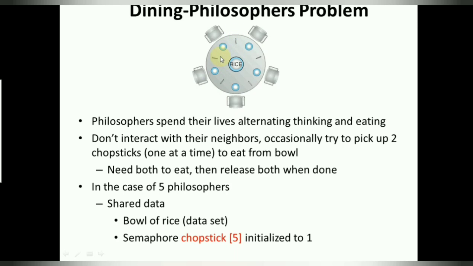now let us see the solution. The philosopher picks the chopstick using the wait semaphore, and releases the chopstick using the signal semaphore. The philosopher needs both chopsticks to eat. Once the philosopher gains access to both chopsticks, only then can he begin eating, and after he has completed eating, he has to release both chopsticks.